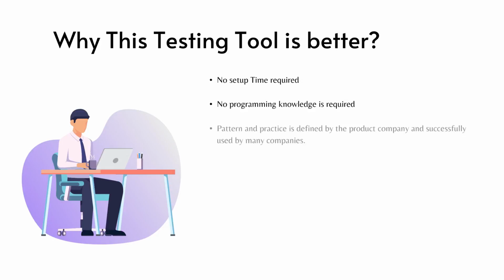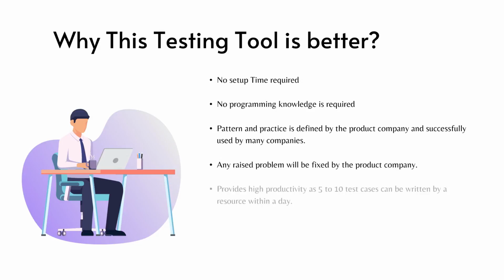Pattern and practice is defined by the product company and successfully used by many companies. Any problem you may face will be fixed by the product company. Provides high productivity, as 5 to 10 test cases can be written by a single resource within a day. Low maintenance, which is around 5 cents per code line per year.